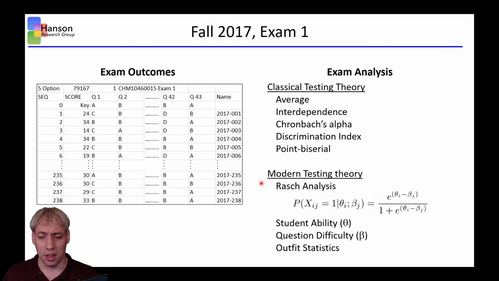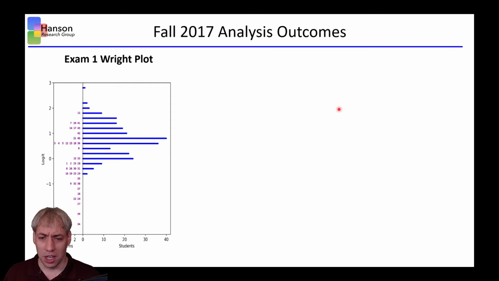We also get things like modern testing theory. One of the big differences between classical and modern is that modern testing theory doesn't assume that every question is equally difficult. So you can do something called Rasch analysis, or one parameter item response theory. Basically, you get student ability and question difficulty. You're effectively fitting to a model, and you get things like outfit statistics. Doing Rasch modeling, you get something like this. It's called a Wright plot.